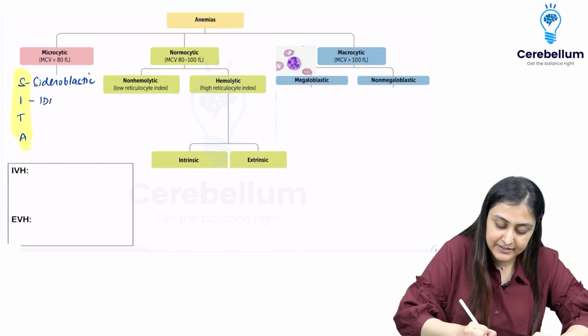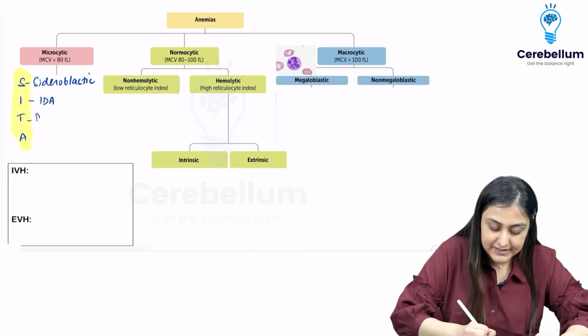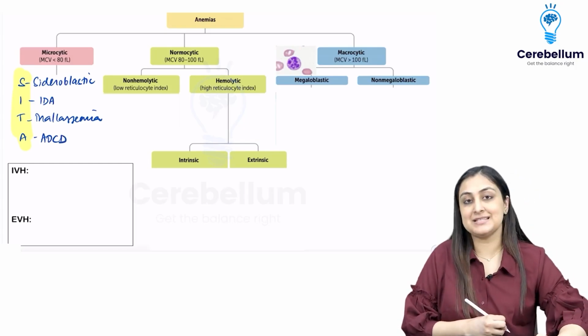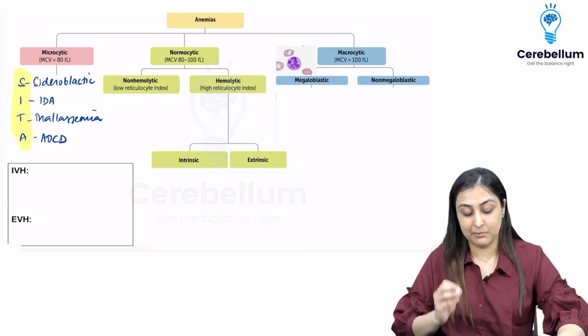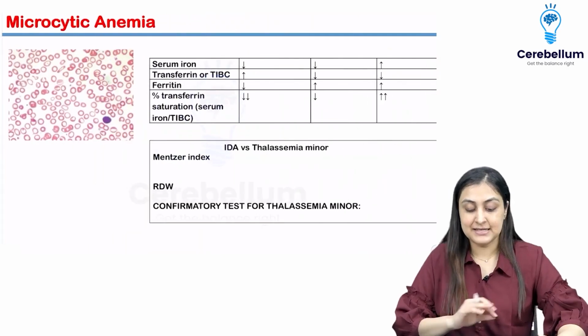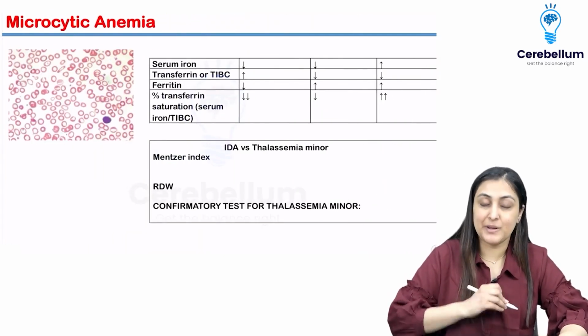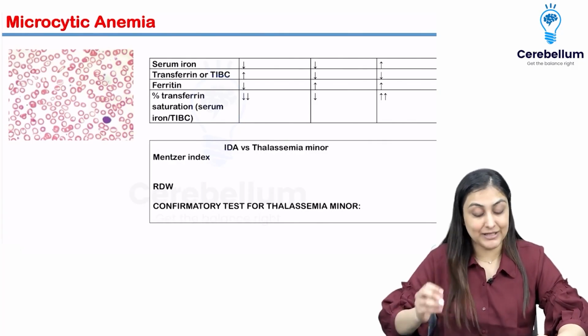I is iron deficiency anemia, T is thalassemia, and A is anemia of chronic disease. So these are the ones which are going to present with microcytic anemia. Let's try and finish this off first. So what they can give you is this peripheral smear and they can ask you to interpret it.